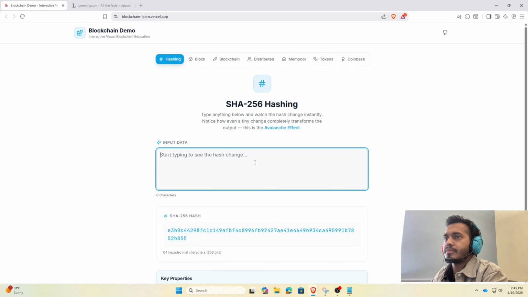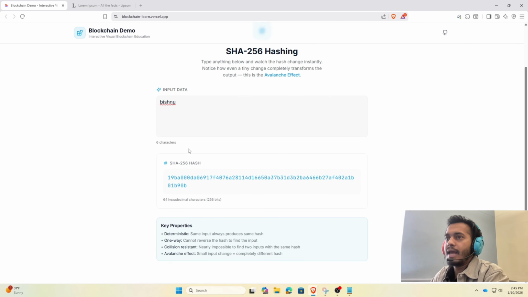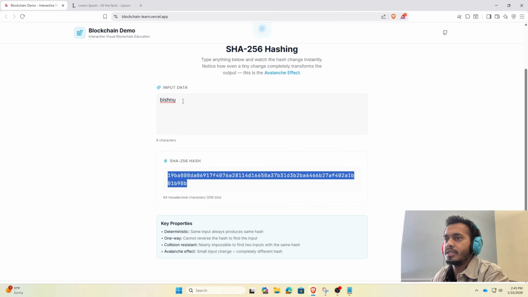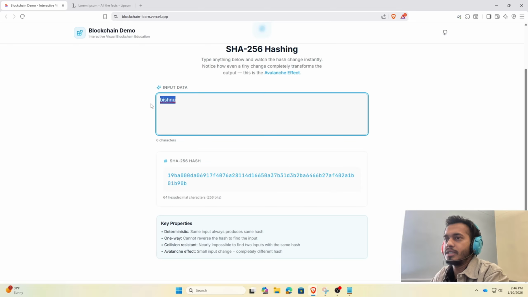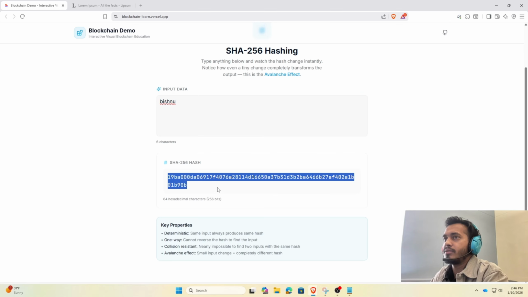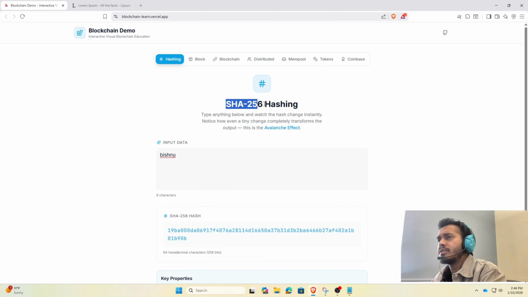Same thing: if I write my name, this data is generated as a hash of 64 hexadecimal characters, that is 256 bits. This is not a compressed or encrypted version of the input. The hash is actually the footprint. So this data means this hash, right? There are a few properties of hashing.